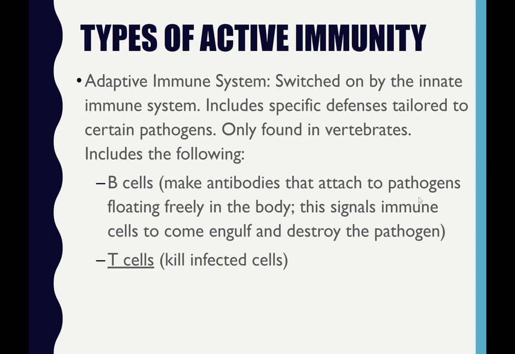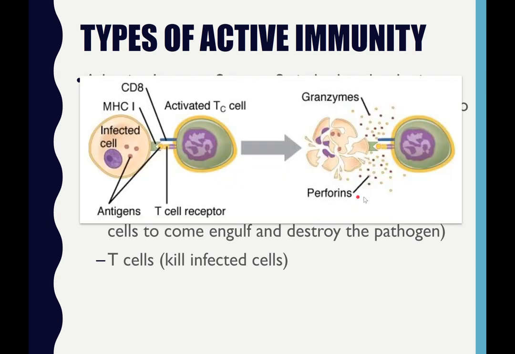And then the second part of the adaptive immune system are the T cells, which of course kill any cells that have been infected by the virus or other pathogen. So we can see here where the cell is infected and it has now been destroyed by the activated T cell. We want to make sure we destroy any infected cell so that the cell cannot make more of the virus or the pathogen and make us more sick.